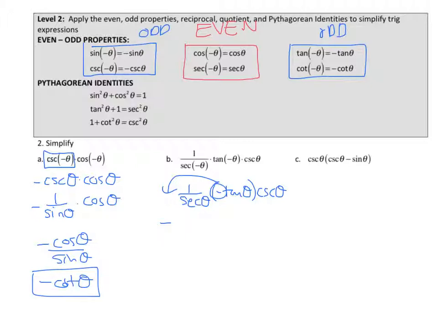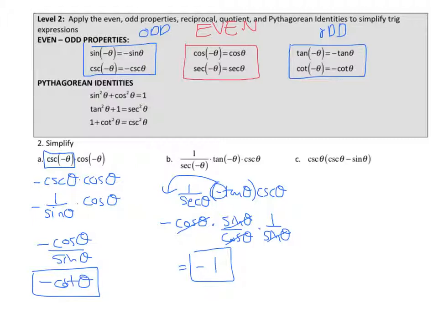And the reciprocal of secant theta is cosine theta, and tangent can be rewritten as sine theta over cosine theta, and cosecant is 1 over sine theta. Now my cosine thetas cancel, my sine thetas cancel, and I just end up with negative 1.